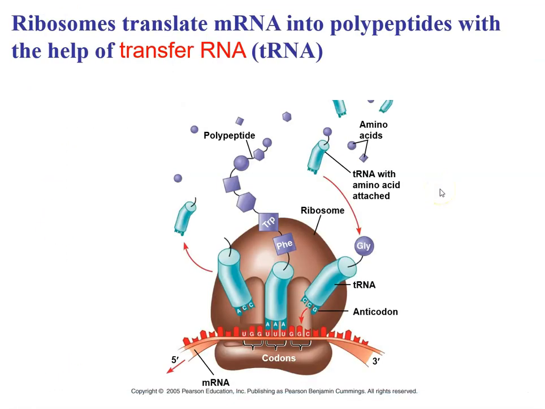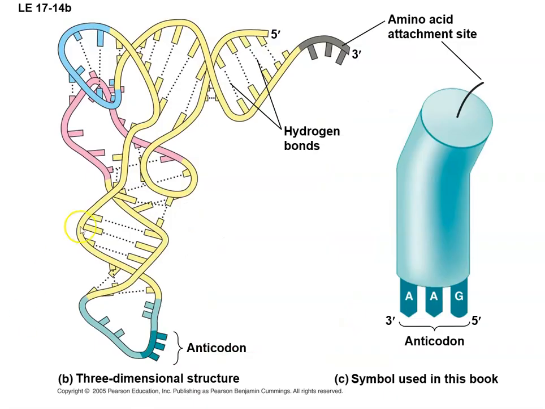Here is an overview of all of translation, including all of the different factors that are involved, such as the ribosome, messenger RNA, transfer RNA, and the resulting polypeptides made of amino acids. Now let's take a closer look at some of these new players that we haven't yet seen. One of the new characters we haven't yet met is the transfer RNA. Transfer RNA is also a type of RNA like messenger RNA.